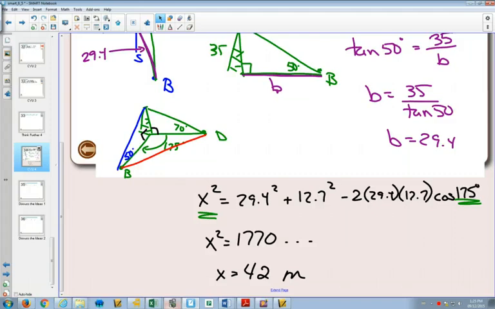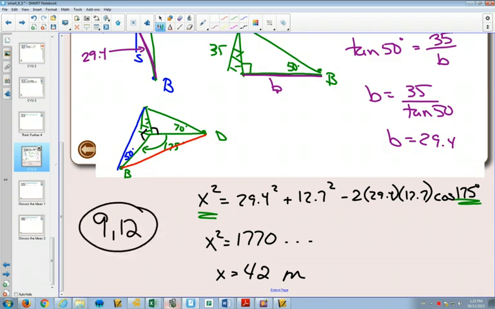42 meters. So the questions you can do for this one, what page are we on? 496. Numbers 9 and 12.